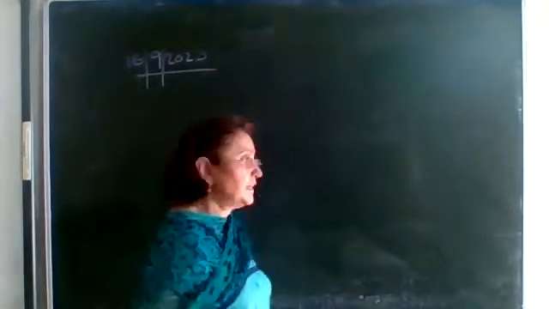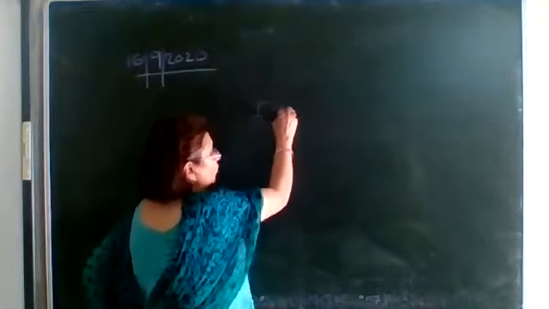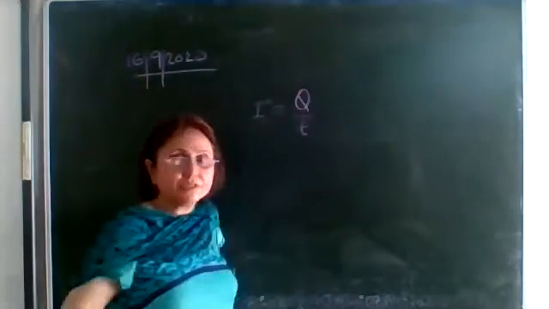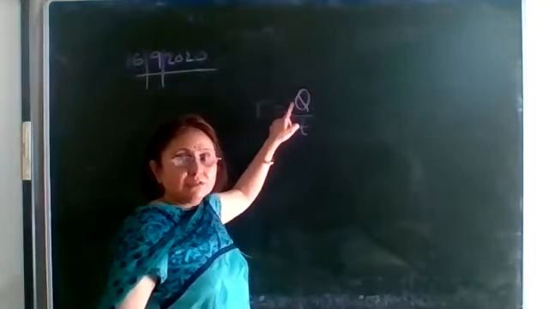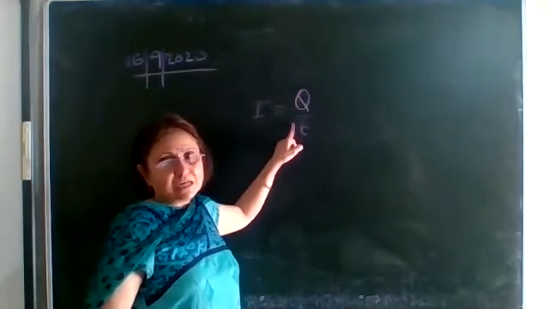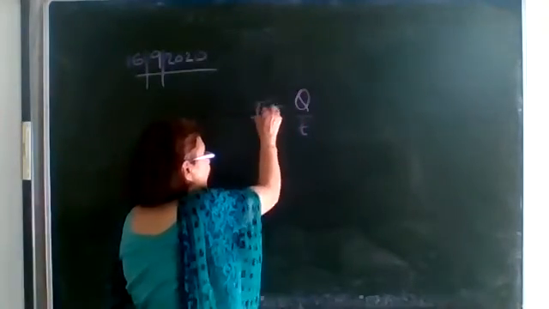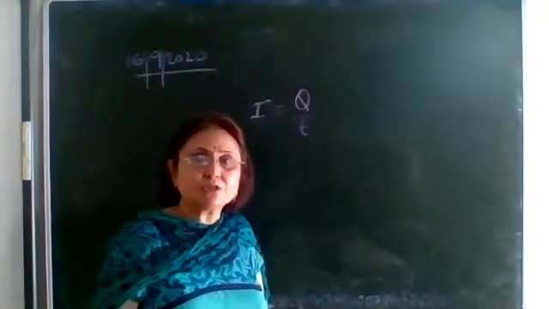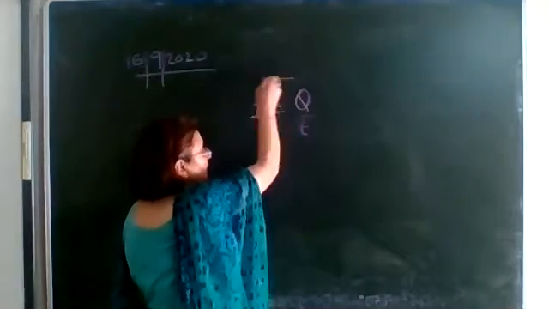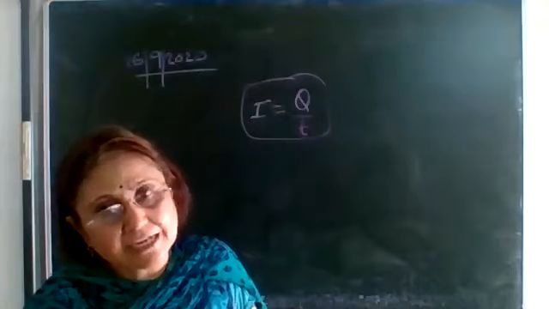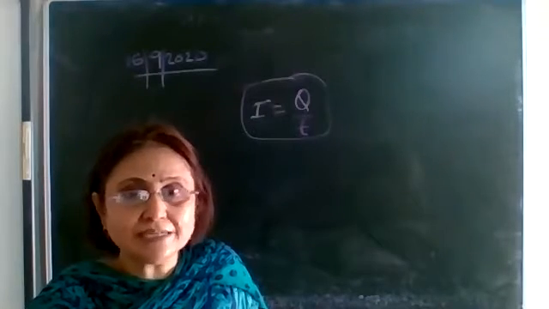As discussed yesterday, electric current is charge flown per unit time. Here the charge is represented by Q. So the charge flown per unit time, that is the rate of flow of charge. Rate of flow of charge is the flow of the charge per unit time, we call it electric current. So I is equal to Q upon T is the formula. Charge is represented by Q. So current is equal to the rate of flow of charge.